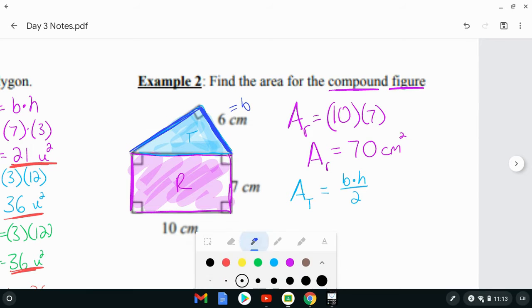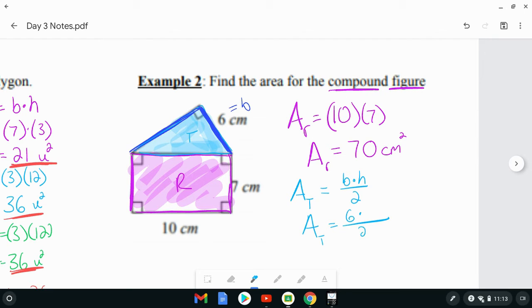As we fill out this formula, we can say the area of the triangle is 6 times height, over 2. This is the one spot we still have to find. This would be the height, because they meet at a 90-degree angle.